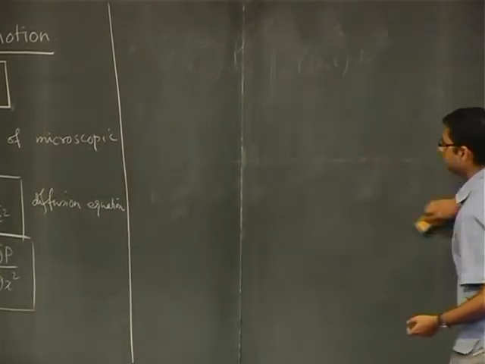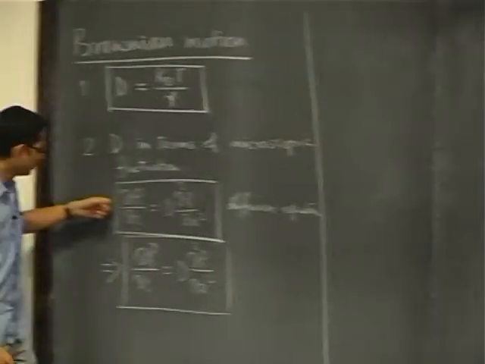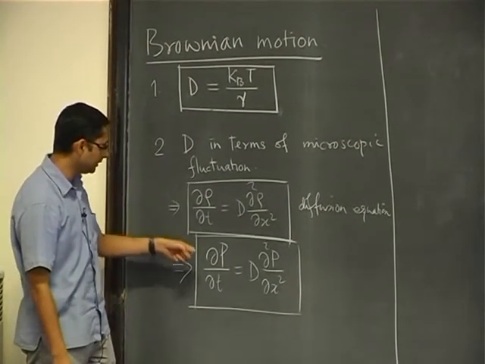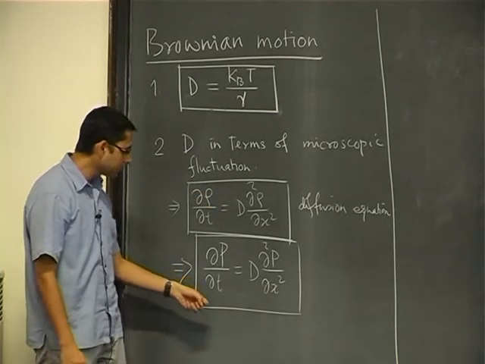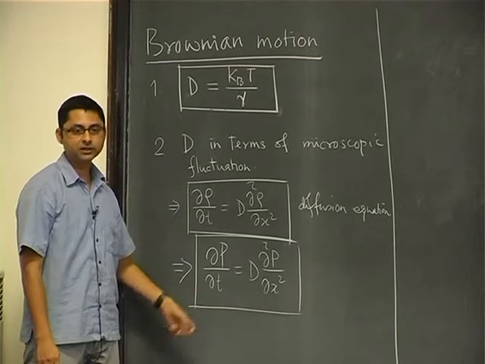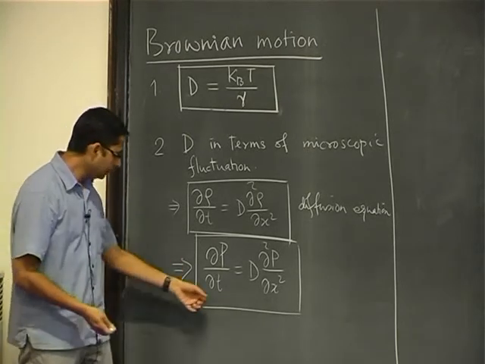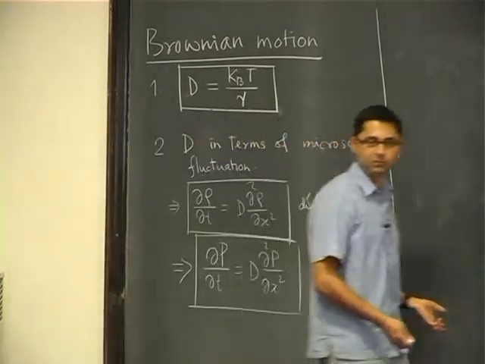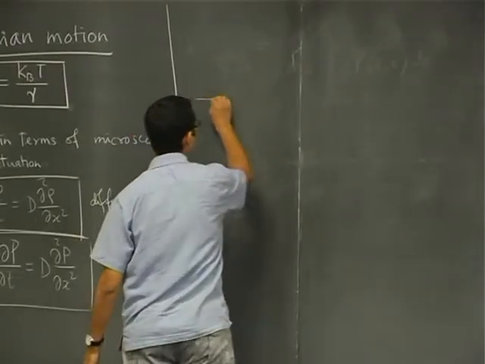So this is fine, but I got this equation just by arguing that P and rho are similar. I am also going to derive this equation, starting from whatever I know about the system. In fact I did a derivation yesterday for the random walk, so this derivation will be very similar.